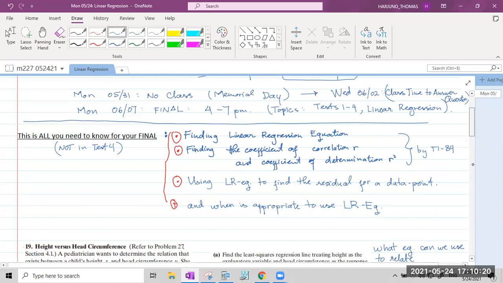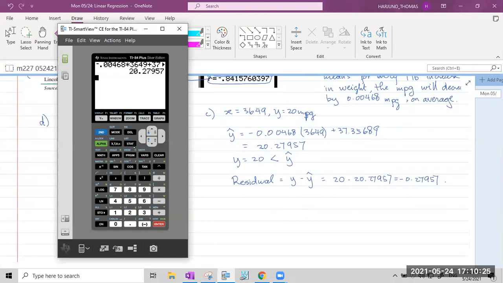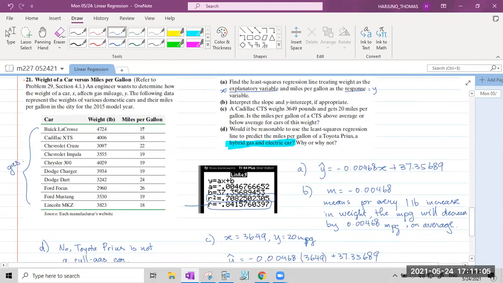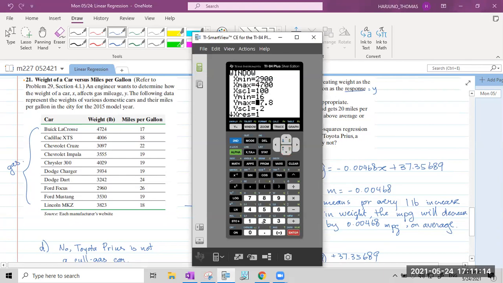Now let's go further into details. I will go back to these stats. The data for X is between 2,900 and 4,800 or so. So let's go to the window. The X minimum is 2,900 and the maximum is 4,700. The X scale, let's make it every 100. The Y minimum, let's make it 16 and the maximum 27, and the Y scale is 1. Let's graph it. So that's what it looks like. Let's screenshot that.